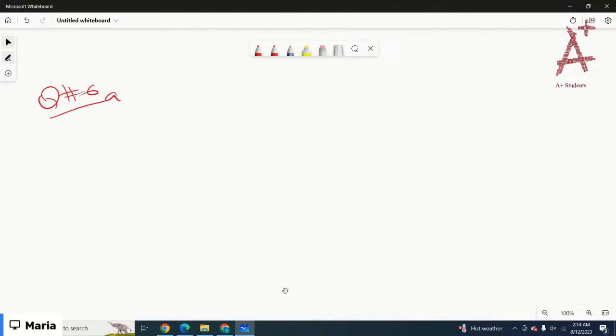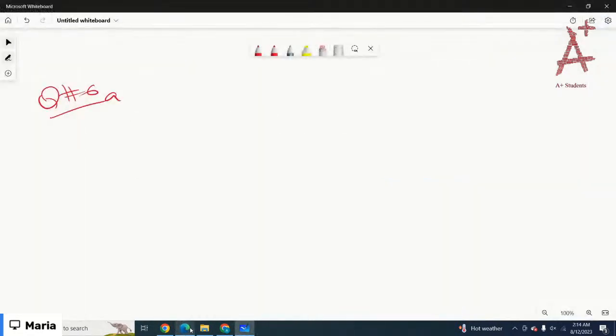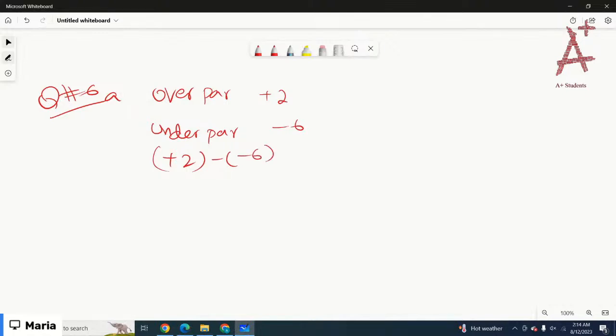Okay, so 2 over par and 6 under par. Over par would be a positive value, that would be positive 2, and under par would be a negative value, that is negative 6. You have to calculate the difference. So you have to do positive 2 minus negative 6, right? So you can evaluate, you have to do positive 2 and positive 6, that would be positive 8, right?